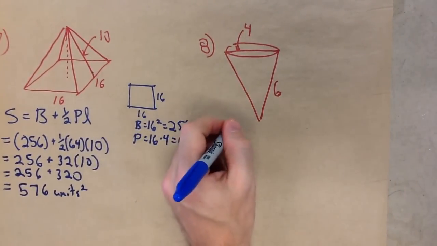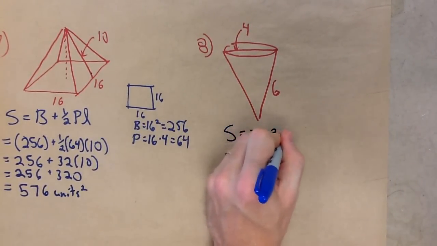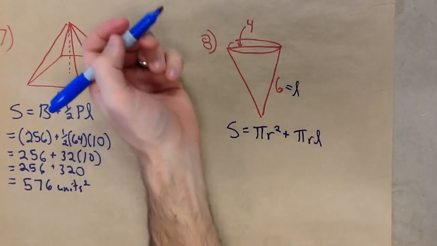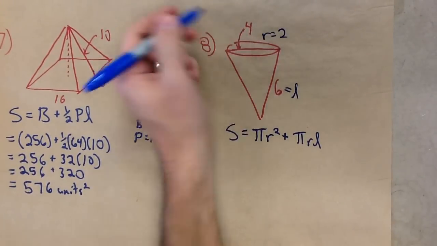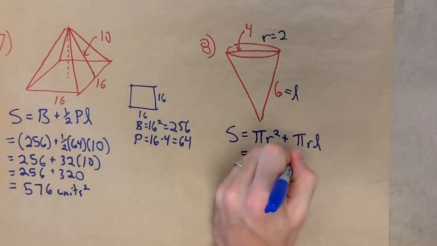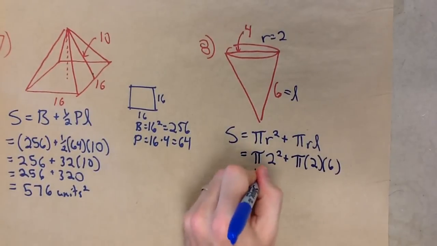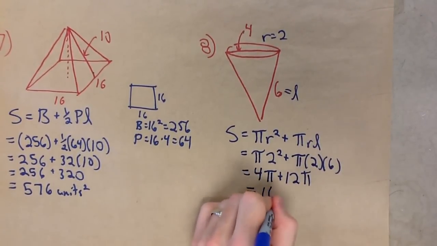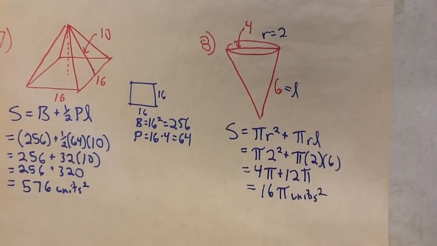Number 8 is our cone again. Our surface area formula is pi r squared plus pi r l. Our slant height is 6. Our radius is 2 because we're given a diameter of 4. So I get pi times 2 squared plus pi times 2 times 6. I got 4 pi plus 12 pi, or 16 pi units squared.